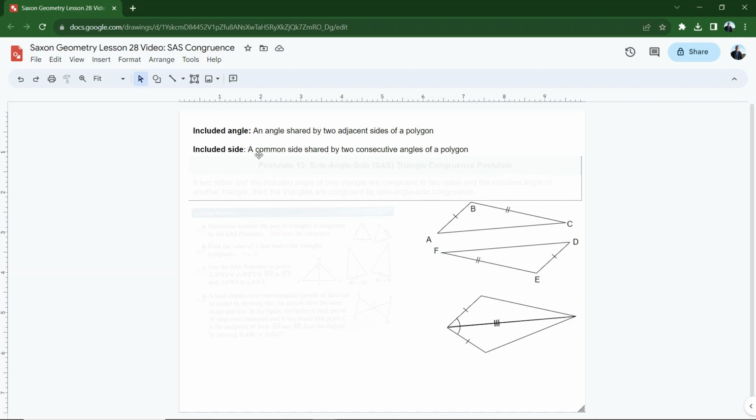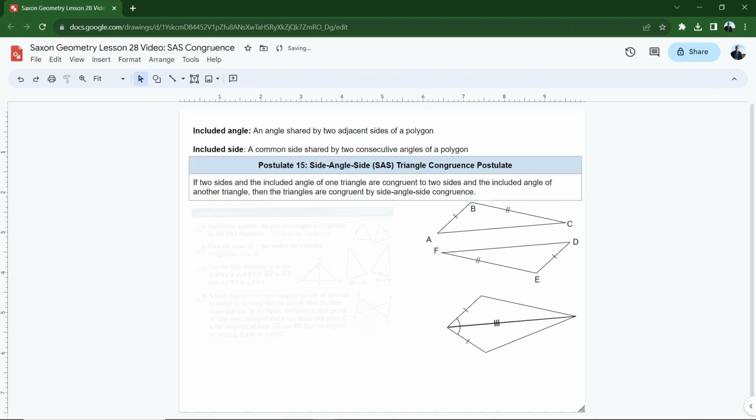Every once in a while we will run into a problem with SAS congruence that uses an included side, and you can assume that the included side is congruent in both triangles. All right, now what is our postulate? Our actual postulate, postulate 15, is the side angle side postulate. If two sides and the included angle of one triangle are congruent to two sides and the included angle of another triangle, then the triangles are congruent by side angle side congruence.